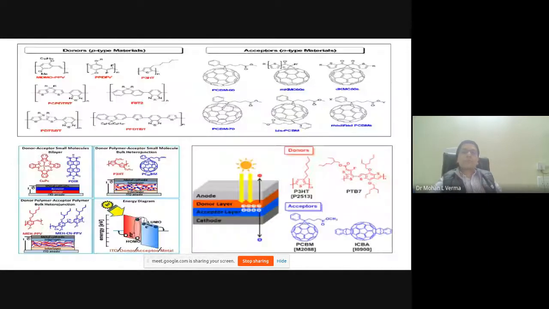So these are the different materials. In my laboratory, we have studied P3HT, and some chlorophyll we have studied in my lab.